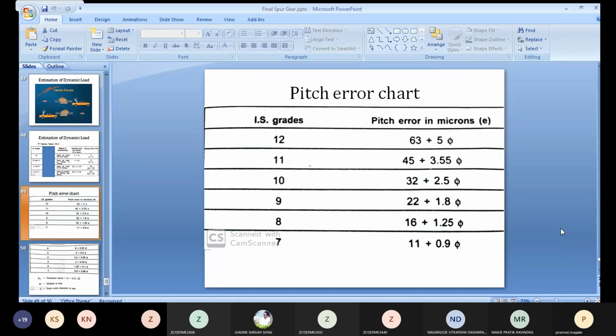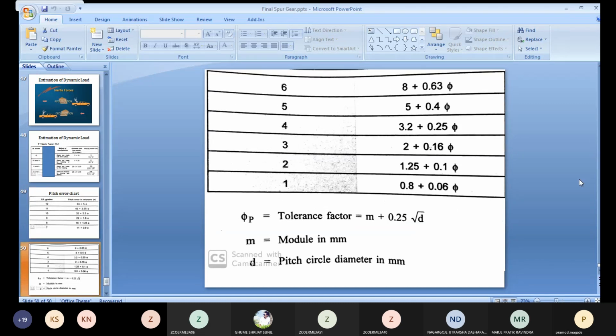What this chart suggests is the pitch error, correct? As per the standard, that is the international standard IS grade, we'll have to decide. And this pitch error in micron, these are the conditions they have given. See, 7 to 12 grades they have given, then 1 to 6 here. So this is the standard chart we'll have to use. Suppose in the examination they have given use grade 4 and they will give you this value.